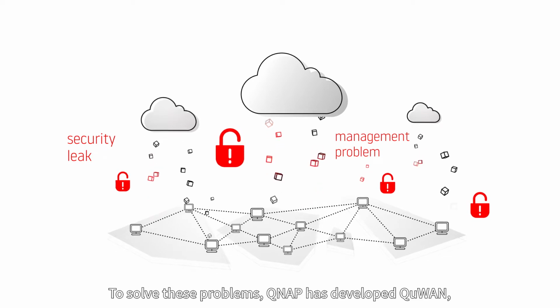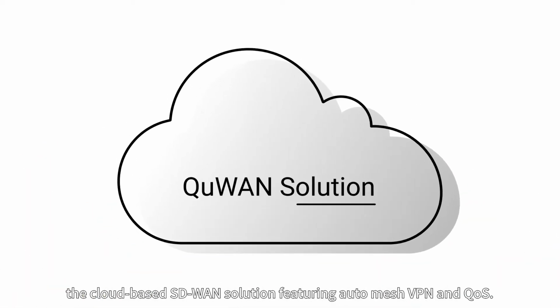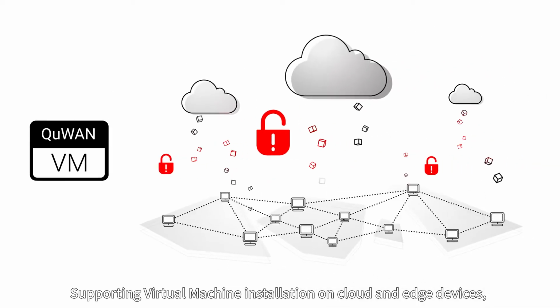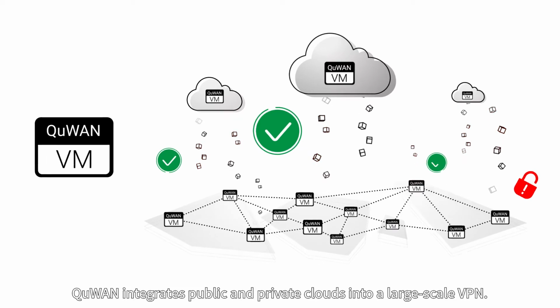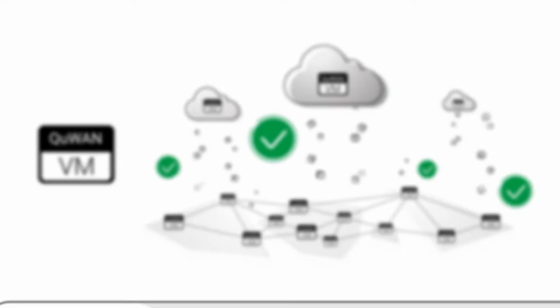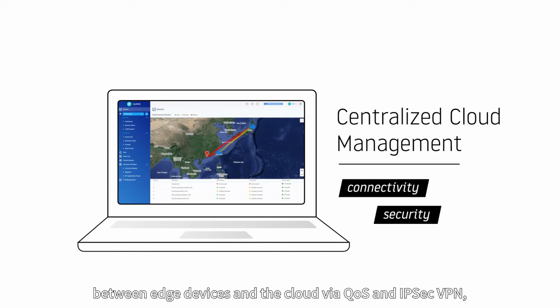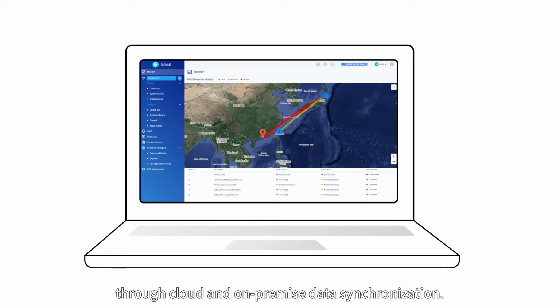To solve these problems, QNAP has developed QWAN, a cloud-based SD-WAN solution featuring AutoMesh VPN and QoS. Supporting virtual machine installation on cloud and edge devices, QWAN integrates public and private clouds into a large-scale VPN. This not only enhances connectivity and security between edge devices and the cloud via QoS and IPsec VPN, but also enables a centralized cloud management solution through cloud and on-premise data synchronization.